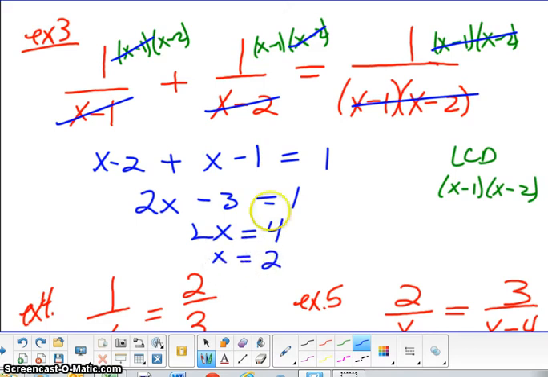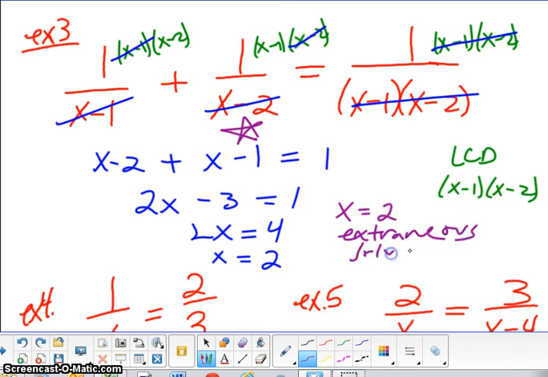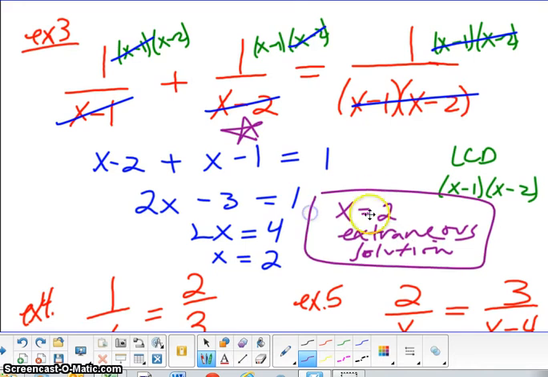Okay, so if I take the 2 and plug it back in all the places in the original red problem, 2 minus 1 equals 1, but right here you're going to get undefined. So 2 is considered an extraneous solution. If that happens, I don't want you to erase everything. Just keep this and just say it's an extraneous solution, or cross it out like that.